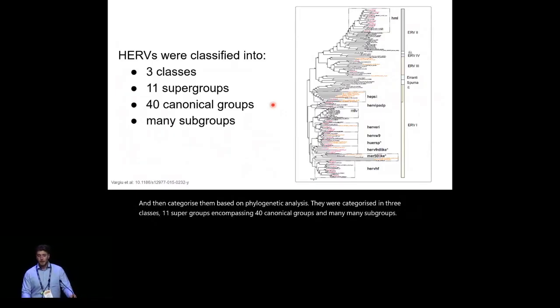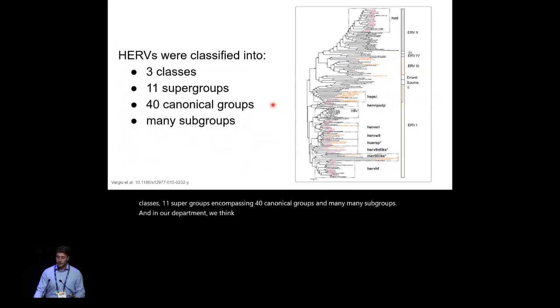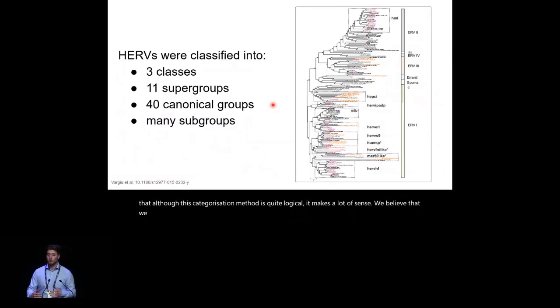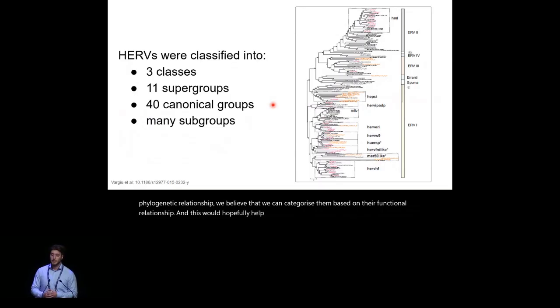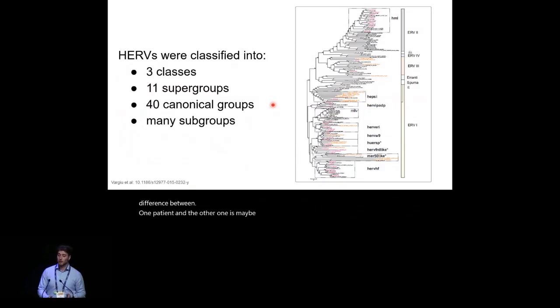And in our department, we think that this may be the key for continuing the research. Although this categorization method is quite logical and makes a lot of sense, we believe that we can do better. Instead of categorizing them based on their phylogenetic relationship, we believe that we can categorize them based on their functional relationship. This would hopefully help us identify better cases in clinics where maybe the difference between one patient and the other is the position of a HERV in a specific context, or having a variant or not within HERVs.